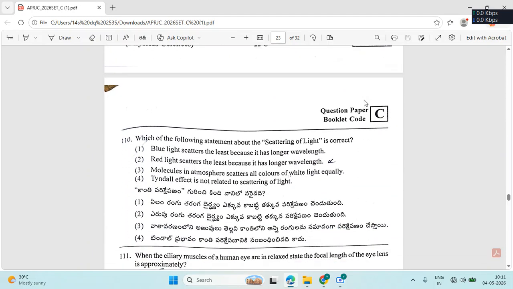Which of the following statements about the scattering of light is correct? Blue light scatters the least because it has longer wavelength. Red light scatters the least because it has longer wavelength. Molecules in the atmosphere scatter all colors of white light equally. Tyndall effect is not related to scattering of light. The correct option is 2 and the answer is red light scatters the least because it has longer wavelength.